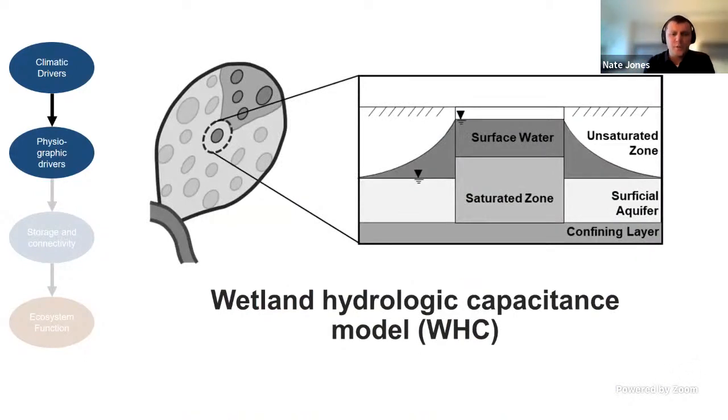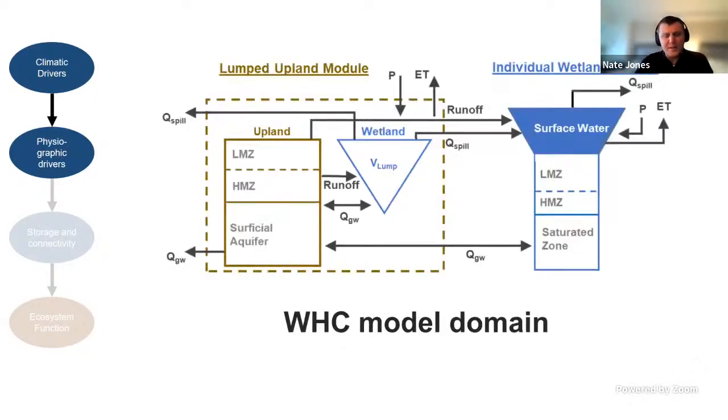Specifically, to do this, we used the wetland hydrologic capacitance model. This is a model that Daniel McLaughlin and I put together. I don't want to dive too deep into the details, but essentially it's just a bucket model where we're moving water between a lumped upland module that simulates storage and fluxes in a small headwater catchment. And then we also have an individual wetland module that we're using to track water level variations in an individual wetland. The important part here is that we're measuring lateral groundwater fluxes, which is a unique component of this model.